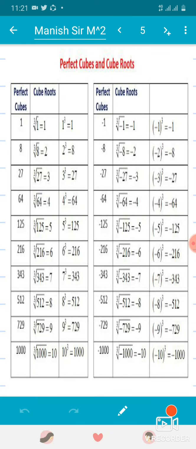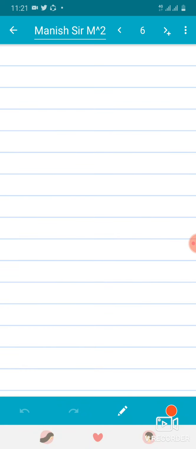This is the table of perfect cubes and their cube roots, in which we take the numbers from 1 to 10 and we can know the cubes and cube roots of the positive and negative numbers. This is the table of negative numbers, and this is the table of positive numbers. This is your homework, to learn the cubes and cube roots of the positive numbers from 1 to 10 and the negative numbers from 1 to 10. And two homework questions are also given for solving.